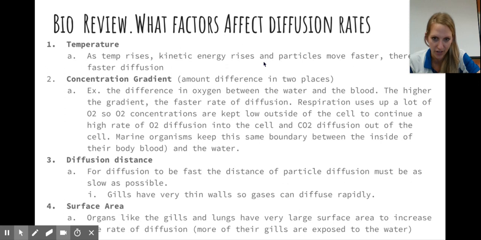And then the surface area. Organs like gills or our lungs have very large surface areas so that we can take in a lot of anything, and in this case, it's going to be oxygen gas. That large surface area is going to help diffusion happen faster.